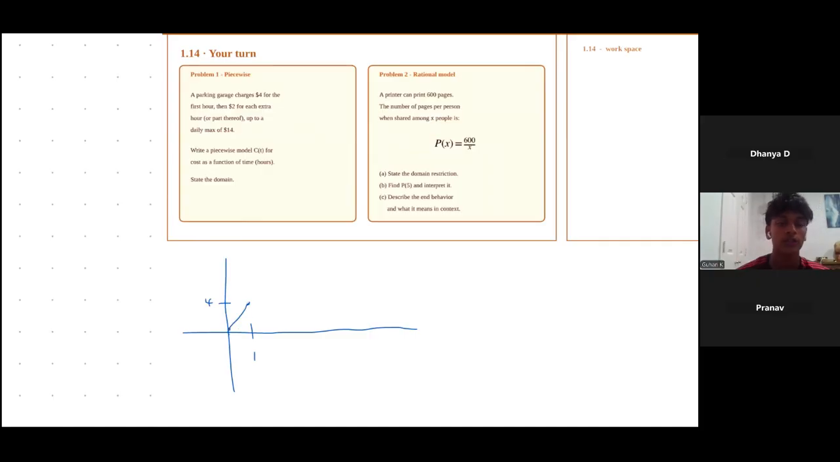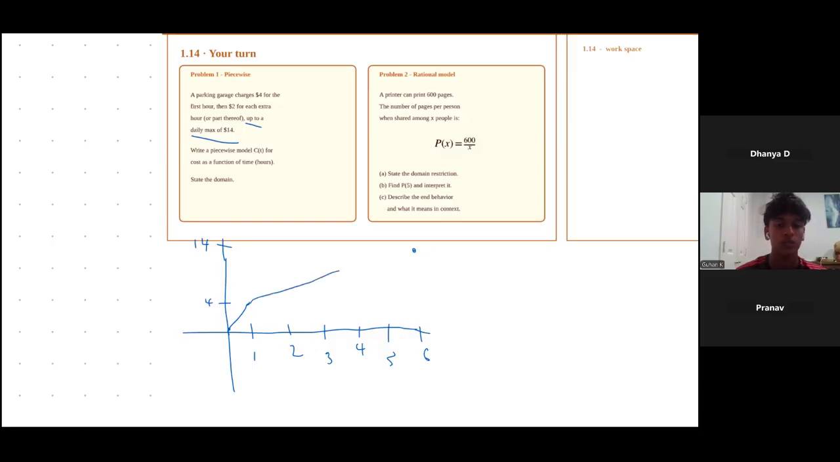Next, $2 for each extra hour. Okay, and remember, this is key, up to a daily max of $14. So it's going to increase by 2 until this reaches 14. And since the 14 is 10 away from this, I can quickly tell that it's going to be 5 more. So 1, 2, 3, 4, 5. So let's say that this is 14. Might not be perfectly to scale, but this is going to be like here. So here, okay, so let's try this.